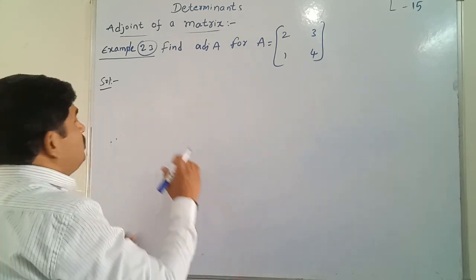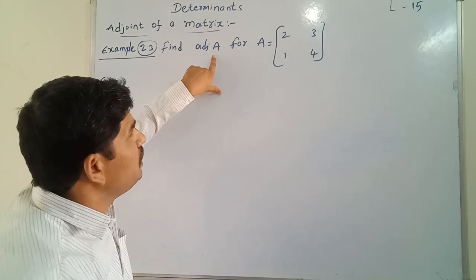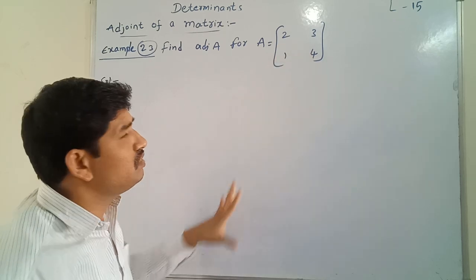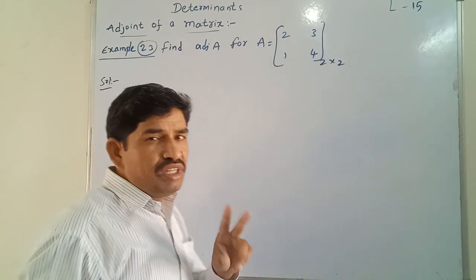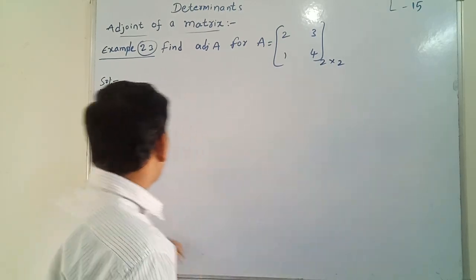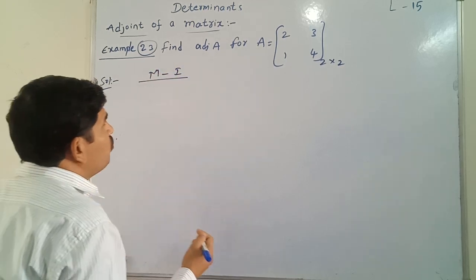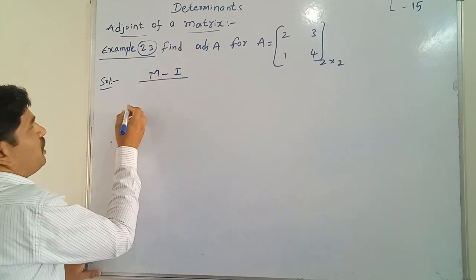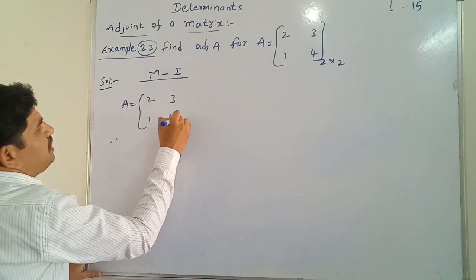Now we will take one example. See, this is example number 23. What is there in this? Find adjoint A for A equal to the matrix 2, 3, 1, 4. This is the matrix. So this is a 2 by 2 matrix, yes or no? There are two methods to find the adjoint of a 2 by 2 matrix. Now we can start the first method. Whichever method you feel good with, you can also say in the comment box, and you can continue with any method. So method 1, we take the matrix here, whatever matrix is given.